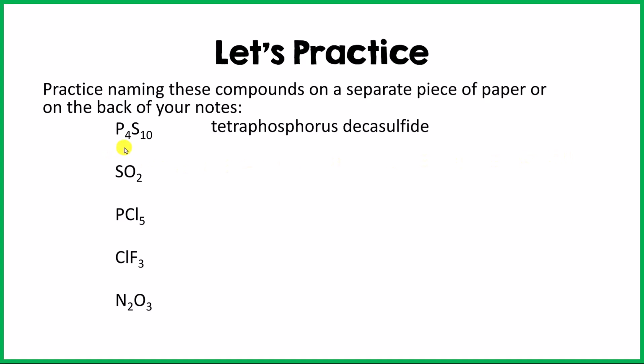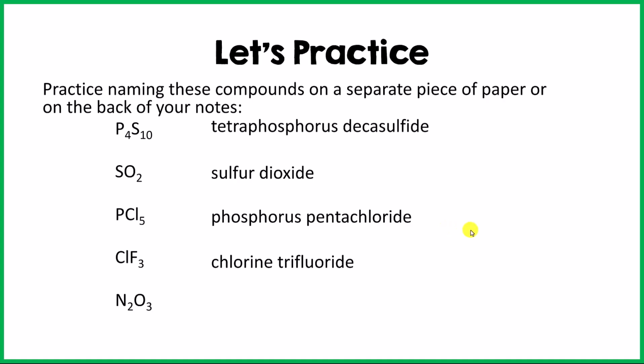Okay, first one is tetraphosphorus decasulfide. Tetra for 4, phosphorus, deca for 10, and then we change the ending to ide. Tetraphosphorus decasulfide. Second one is sulfur dioxide. We do not put a mono in front of this because it's the first word. Phosphorus pentachloride. Chlorine trifluoride, and dinitrogen trioxide.